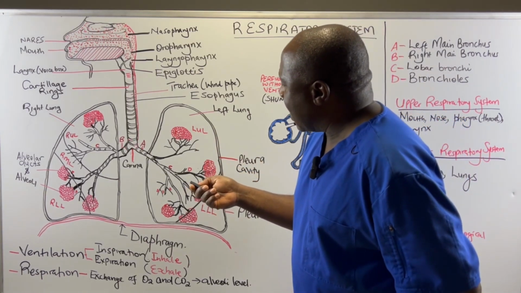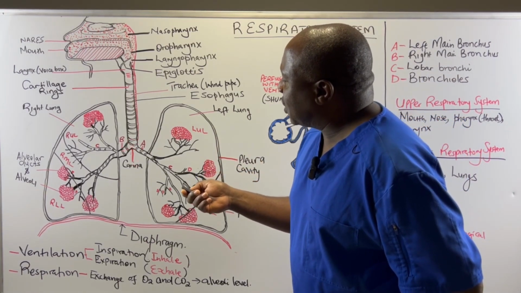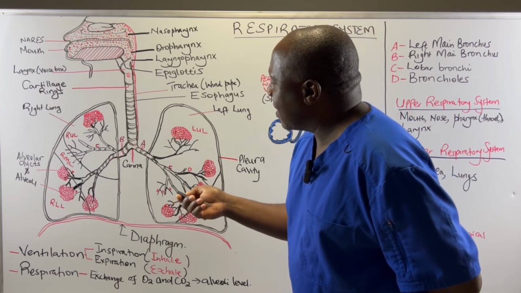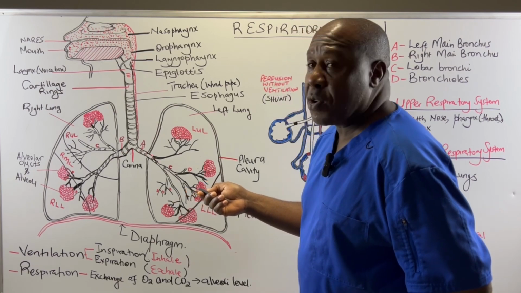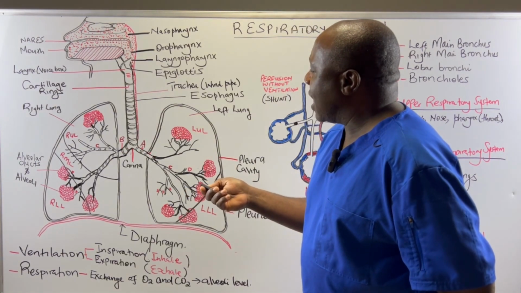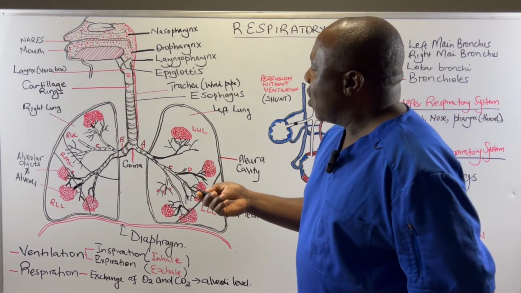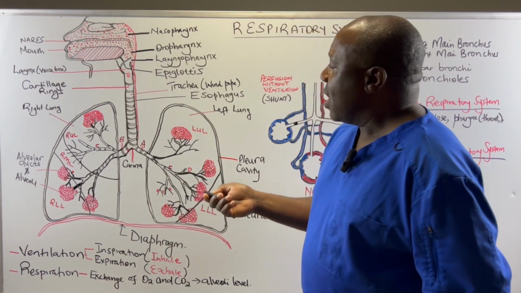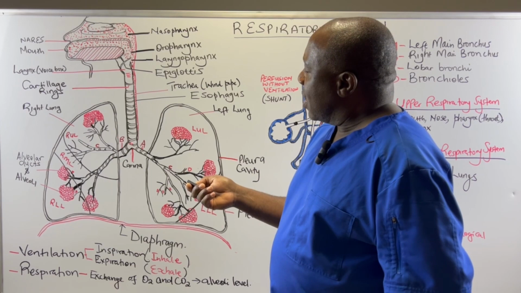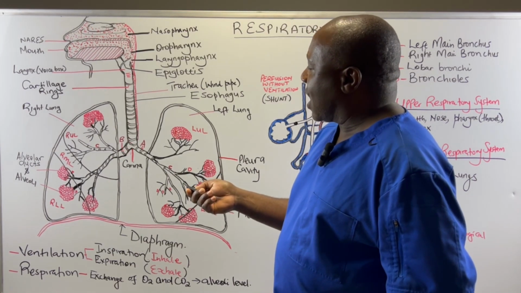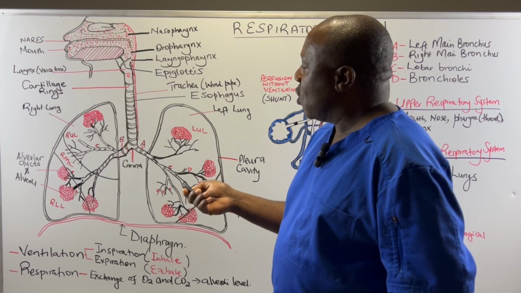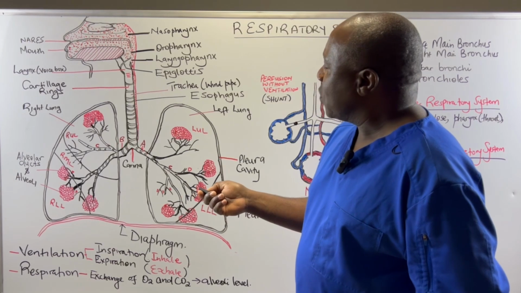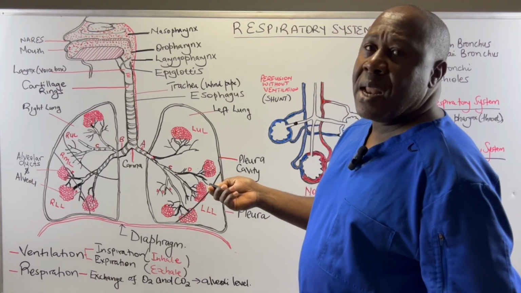At the carina, the trachea divides into the right main bronchus and the left main bronchus. The left main bronchus leads to the left lung, while the right main bronchus leads to the right lung. One thing I want you to notice is that the right main bronchus is shorter, wider, and more vertical when compared to the left main bronchus.